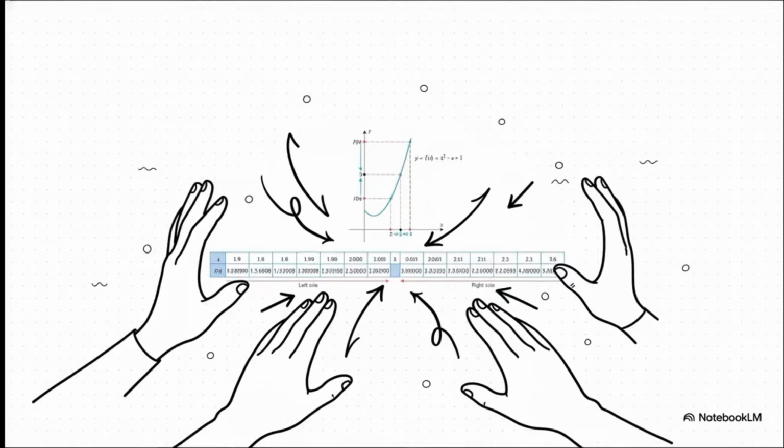And this table here, it's just showing the exact same thing, but with raw numbers. Look at the values for x as they creep up to 2 from the left. You got 1.9, 1.99, 1.999. See how the function value gets closer and closer to 3? Well, the same thing is happening from the right. The numbers are literally squeezing in on that limit of 3 from both directions.